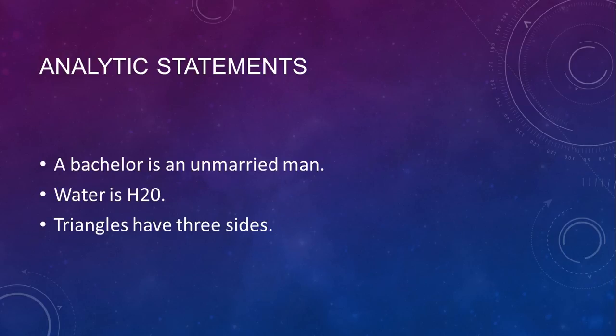So here's a couple really classic analytic statements. A bachelor is an unmarried man. Water is H2O. Triangles have 3 sides. Do note that "triangles have 3 sides" would make a terrible definition, right? So an analytic statement doesn't do the same job as a definition. It just has to be true based on the meaning of the words. Now, this example of "it's either raining or it's not raining" was one where it's analytic because of the grammar or the logical structure. These are examples that are supposed to be true based on the meaning of the terms.